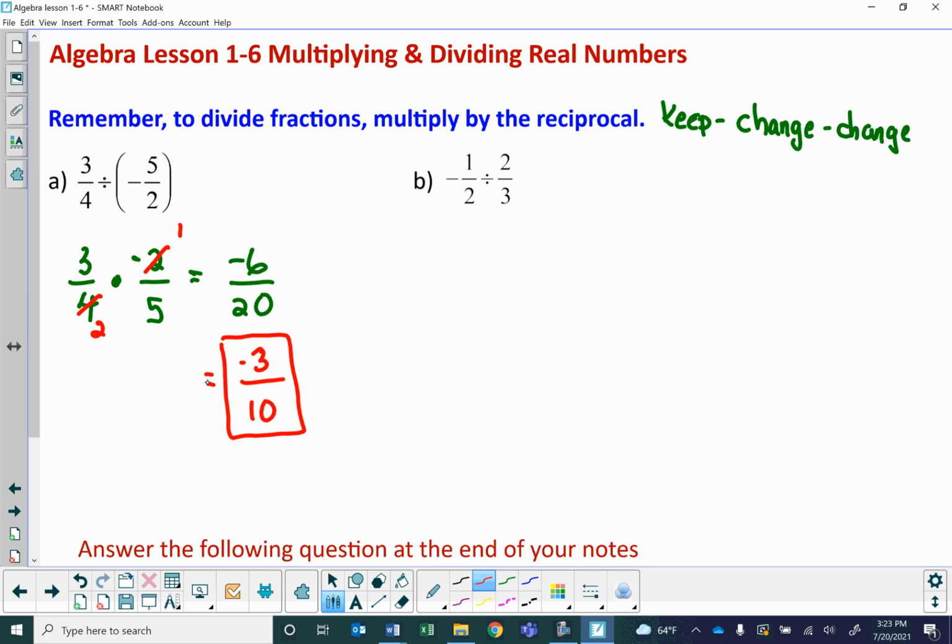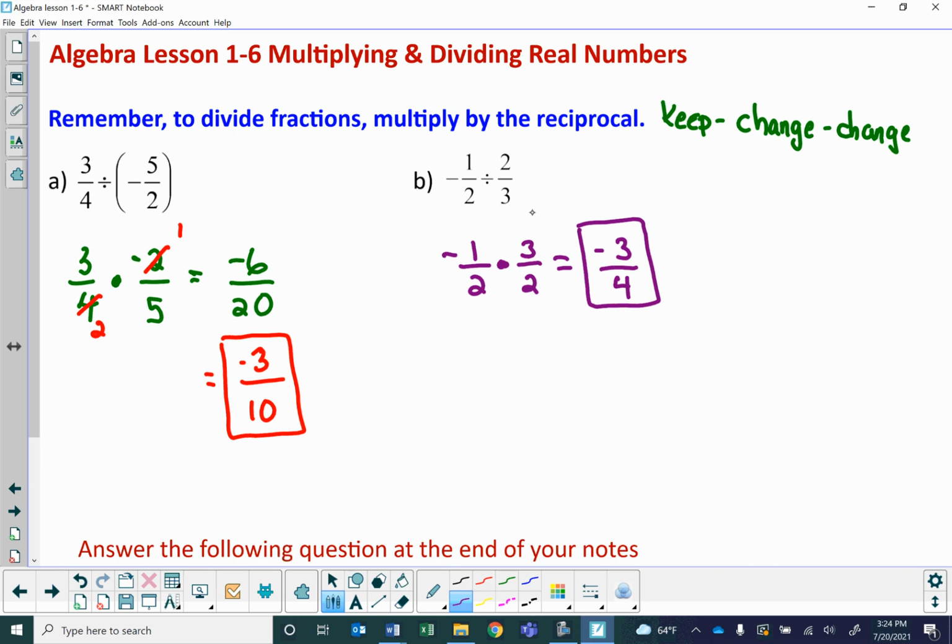If you look at letter B here, negative 1/2 divided by 2/3, keep the negative 1/2. Change the division sign to a multiplication sign and change the 2/3 to 3/2. Okay, nothing cross cancels, so multiply straight across the top. That's negative 3, and 2 times 2 is 4. Okay, that's just a quick review of things that you should have learned back in 5th and 6th grade math, and definitely been reviewed in 7th and 8th grade math.